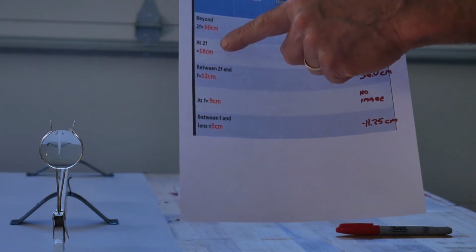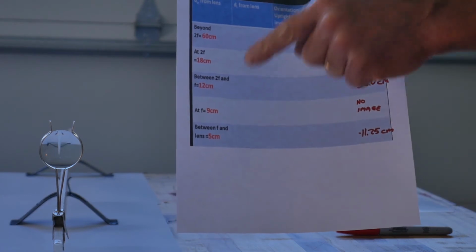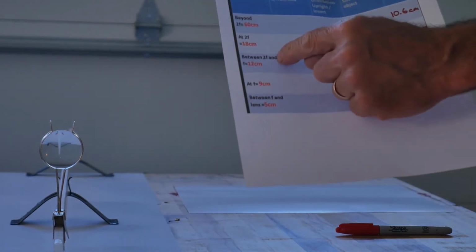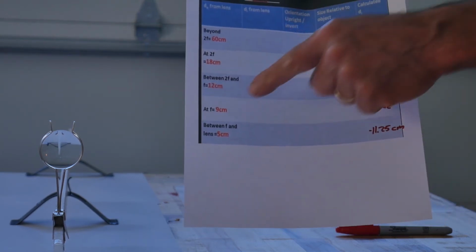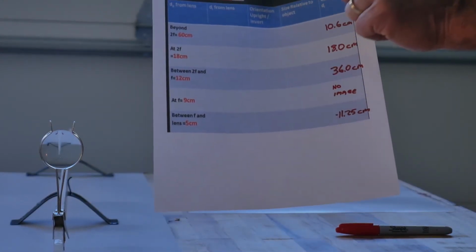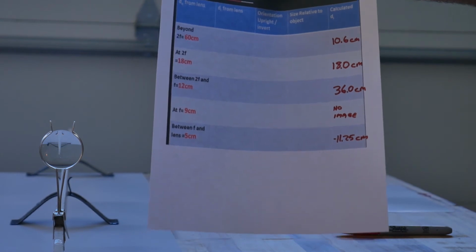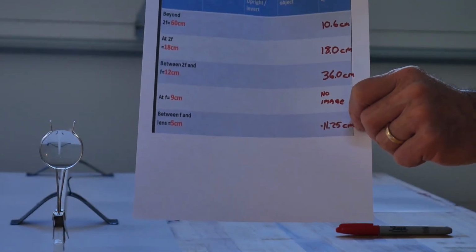Then we're going to go at 2F, which is 2 times 9, 18 centimeters. Then we're going to go between 2F and F, which is going to be 12 centimeters. And then we'll go right at the focal point, which is 9 centimeters. And then between F and the lens, we won't get any real image; we should get a virtual image as seen by the negative number here.